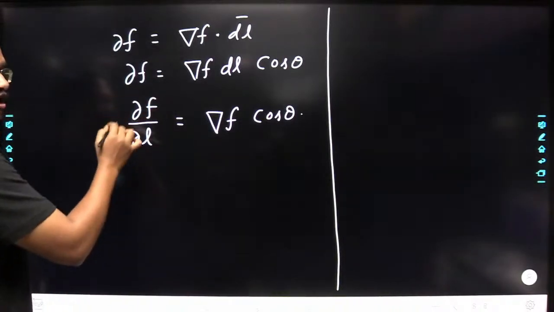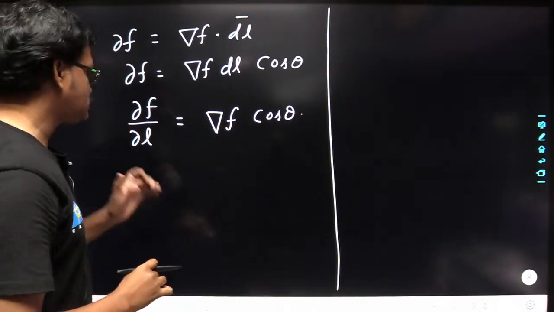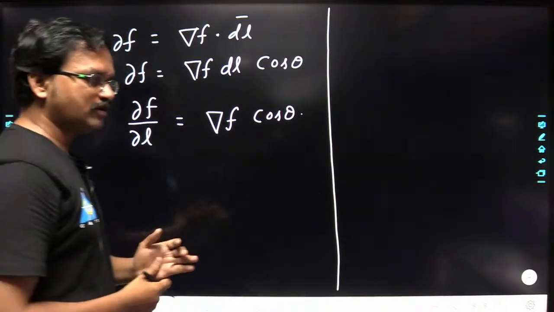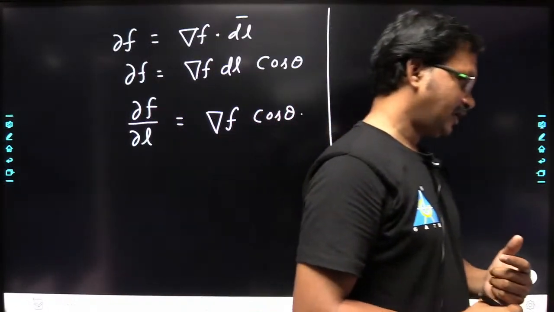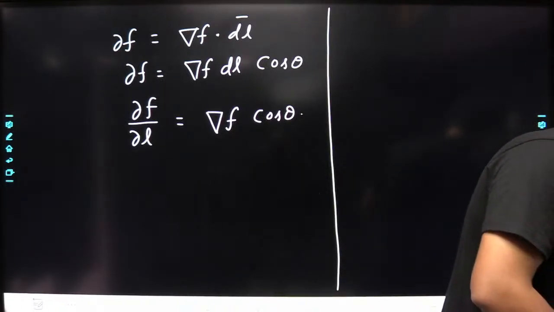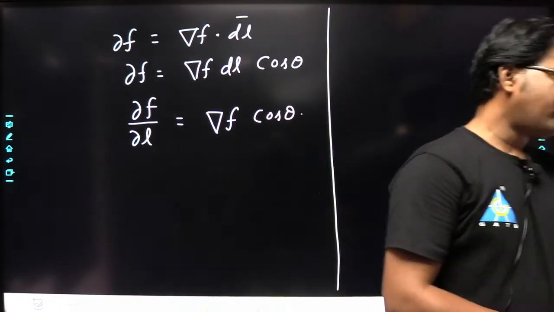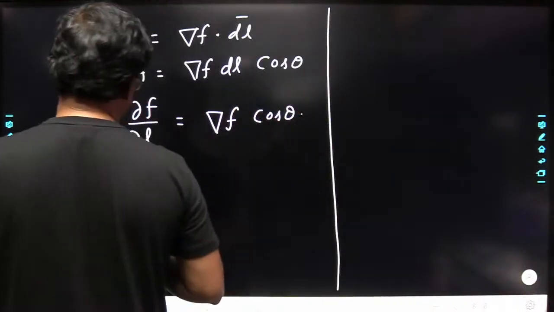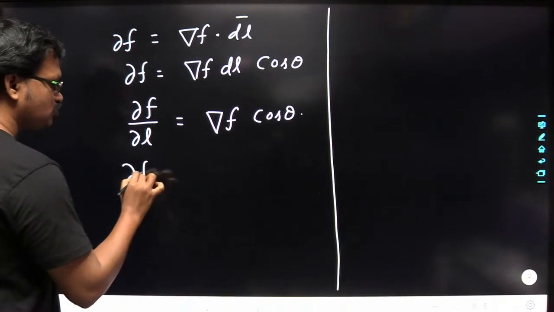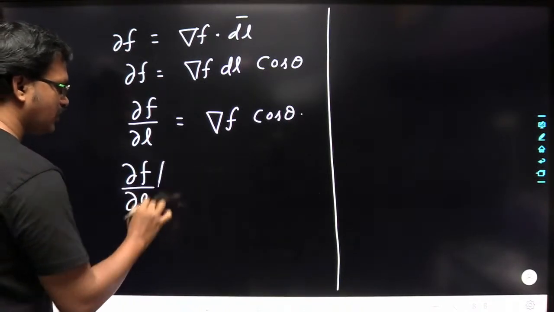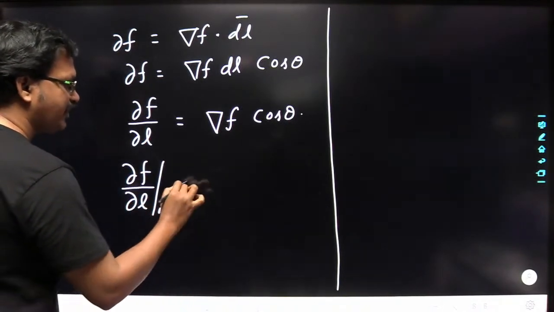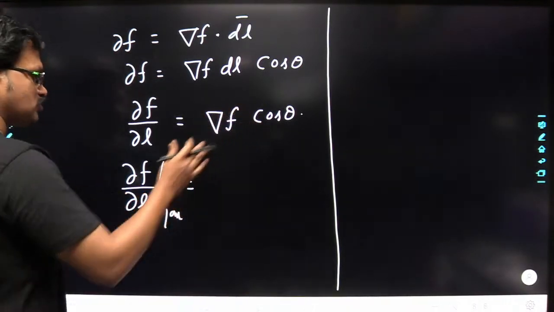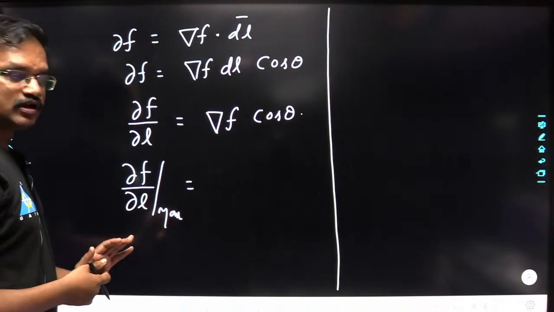So when will this ∂f/∂l be maximum here? Tell me. Respond. This ∂f/∂l will be maximum when θ is equal to what? When θ is equal to 0 degrees. When θ equals 0 degrees, this ∂f/∂l will be maximum.